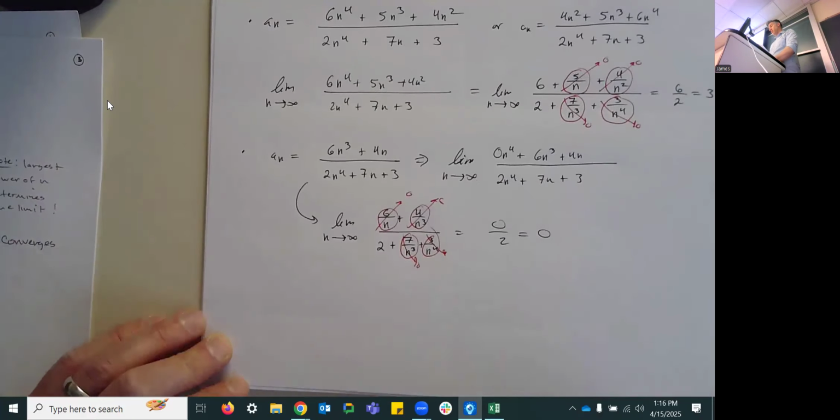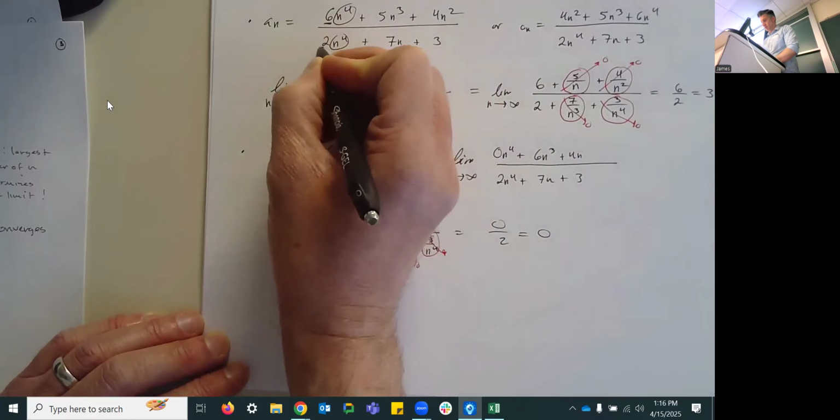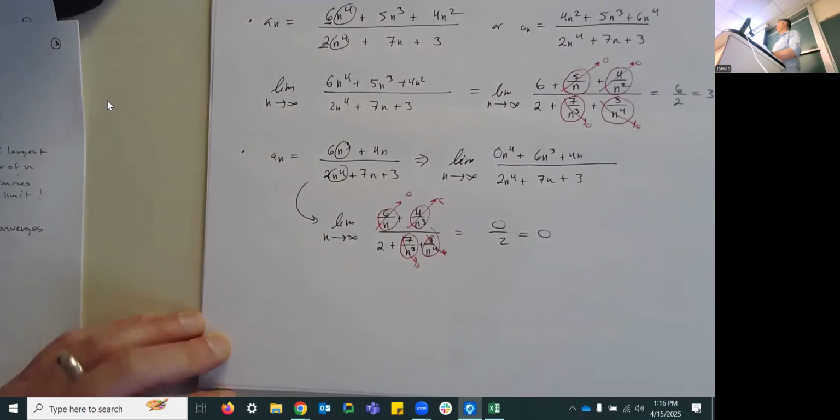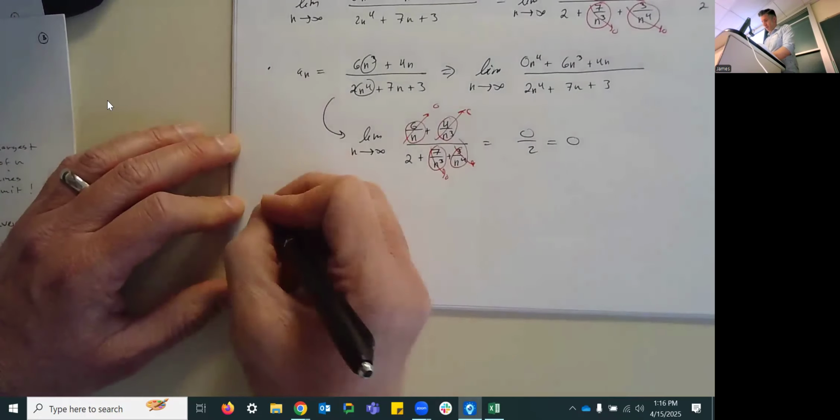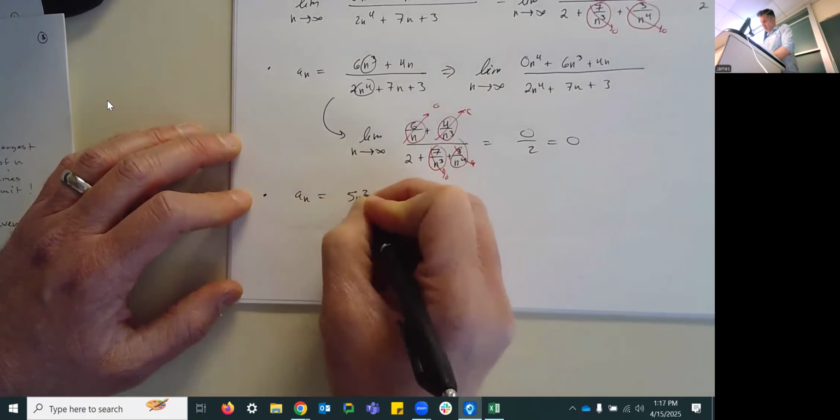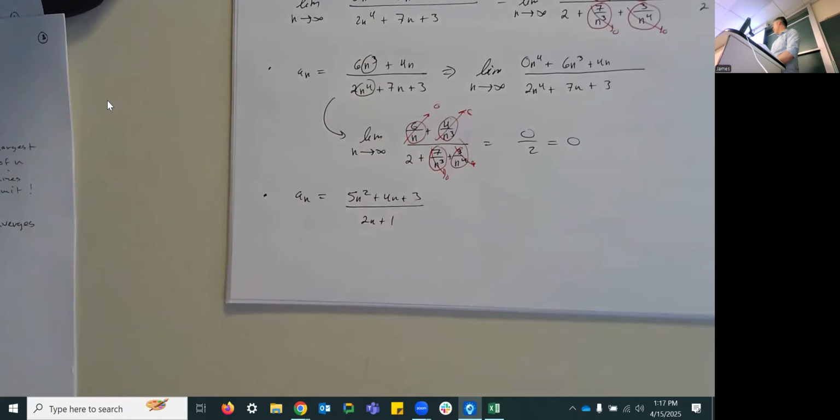So I'll just point out again, same degree, you get the fraction of those coefficients. If the degree on top is less, you're going to get 0. If your degree on top is more, you're going to get some sort of infinity. But it could be positive or negative depending on the signs of the coefficients. So if your sequence is something like 5n squared plus 4n plus 3 over 2n plus 1, now my degree on top is larger. I think it's obvious that this one's going to be positive infinity because everything has a positive coefficient, right?